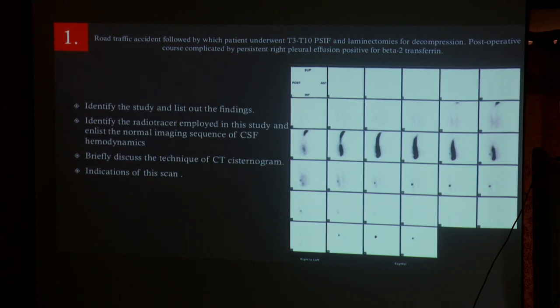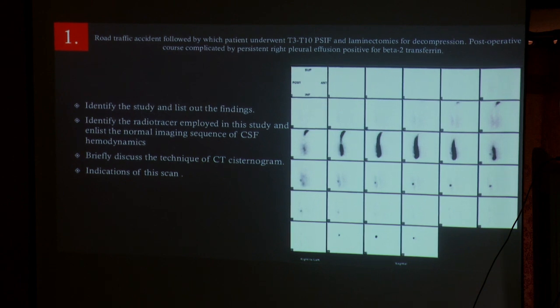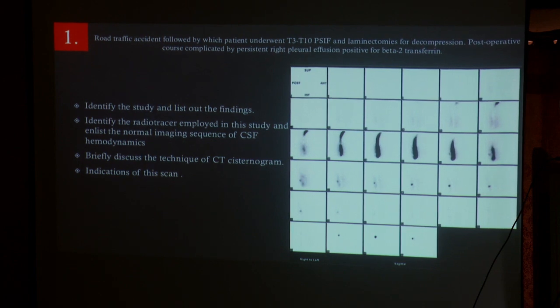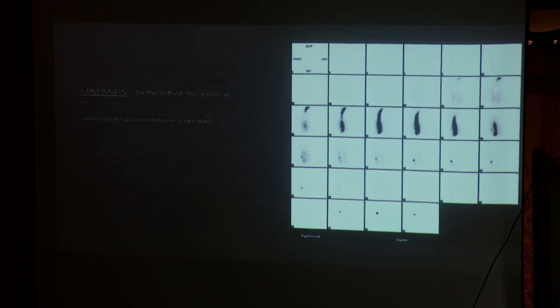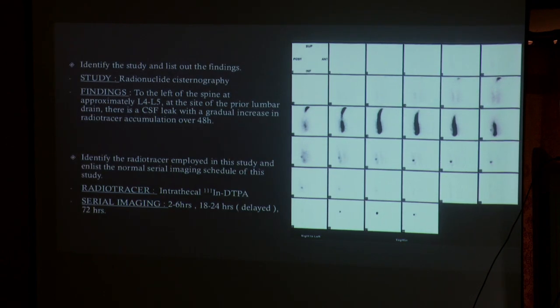The questions will be: identify the study and list out the findings. Identify the radiotracer which is going to be employed and enlist the normal imaging sequence of a CSF hemodynamic study. Also offer cisternogram, and discuss the technique of CT cisternogram and indications. So this study is a radionuclide cisternography.